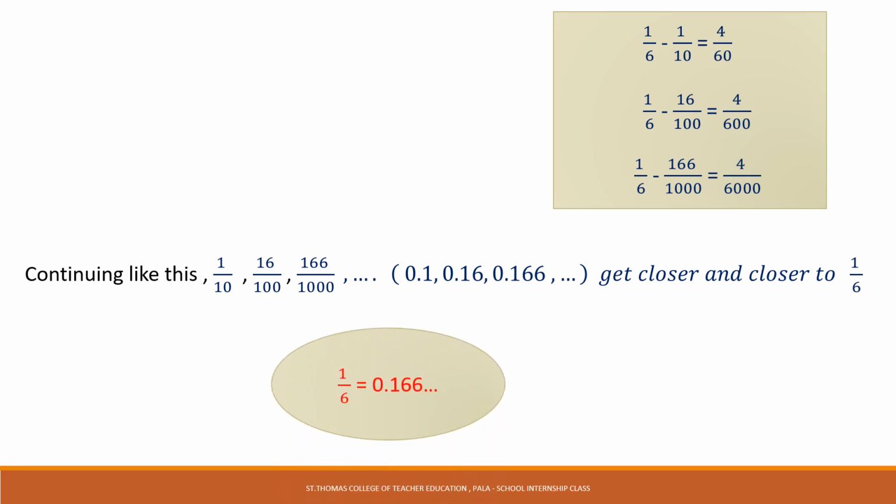So now, can you tell me the decimal form? Yes, the decimal form is 1 by 6 is equal to 0.166, etc. Very good. Now let's do another problem. Okay, tell me each of the steps.